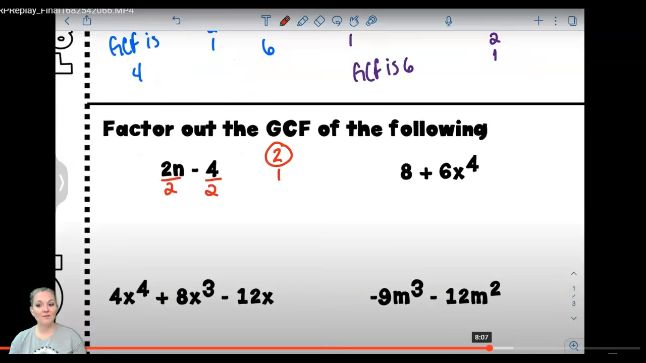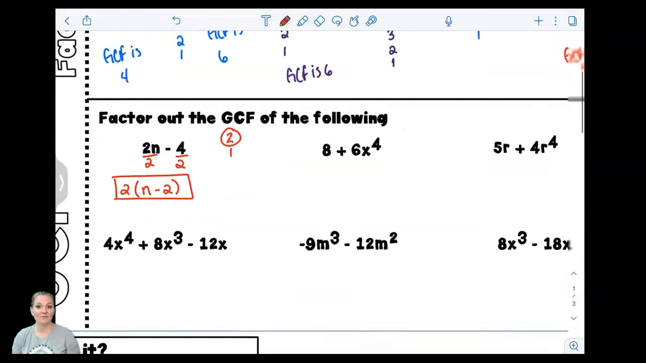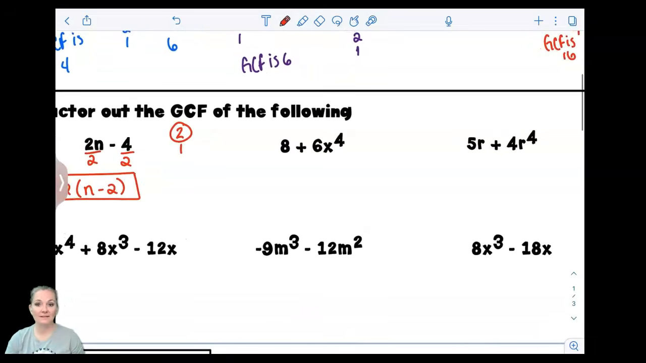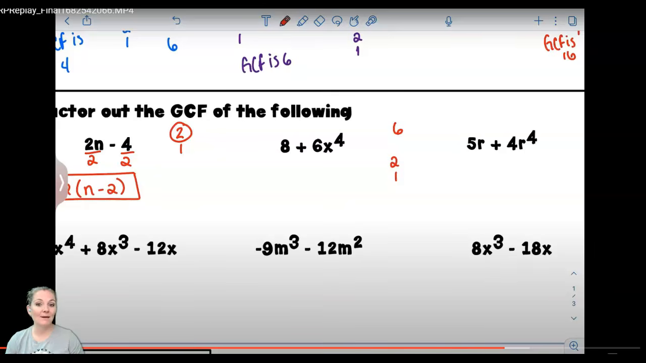So I'm going to divide both terms by 2. My GCF goes on the outside. 2n divided by 2 is n, and then 4 divided by 2 is 2, and then we keep the sign that is there. Again, if I were to distributive property that back, I would get 2n minus 4. The next one, 8 and 6x to the fourth. Only one of them has a letter, so I don't have to find the GCF of the letter, but my smallest number is 6.